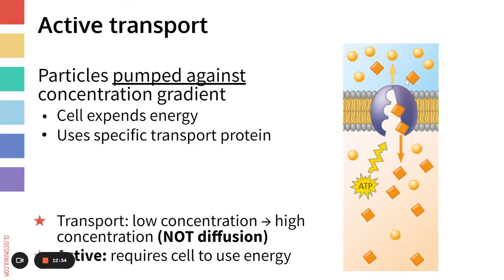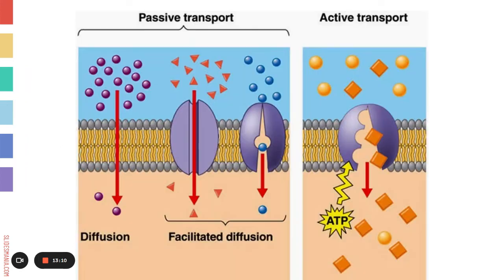We can't call this a diffusion because we're moving from low concentration to high concentration. So the molecules aren't moving in the direction that they want to go. They're not moving down their concentration gradient. And it's active because it requires that cell to use energy in order to make it happen.